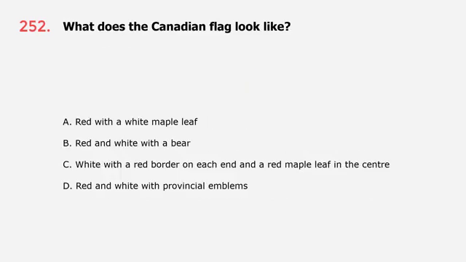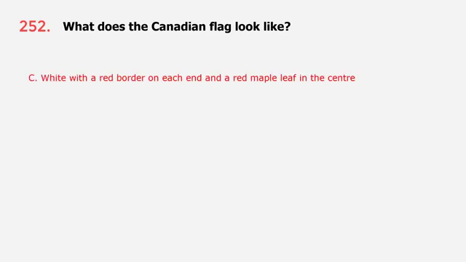Question 252. What does the Canadian flag look like? A. Red with a white maple leaf. B. Red and white with a bear. C. White with a red border on each end and a red maple leaf in the center. D. Red and white with provincial emblems. The answer is C. White with a red border on each end and a red maple leaf in the center.